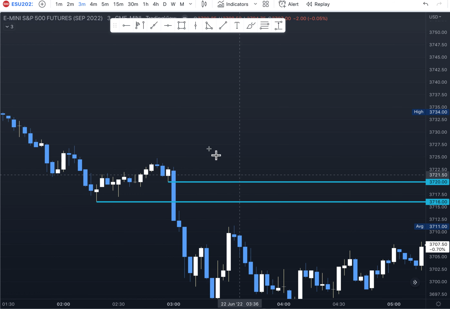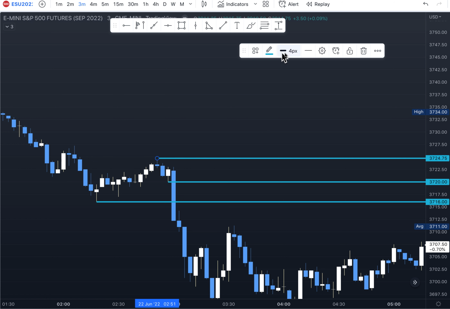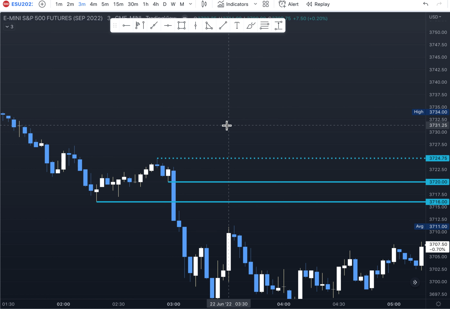Price went way away, untouched. These are levels I'm interested in trading. Let's also mark the top of the break level. Okay, so this is what it looks like. Now we're in a 3-minute time frame.